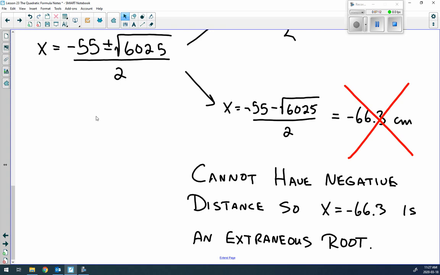All right. So that is lesson 23. Lesson 24 will be on the discriminant, which has to do with the quadratic formula.